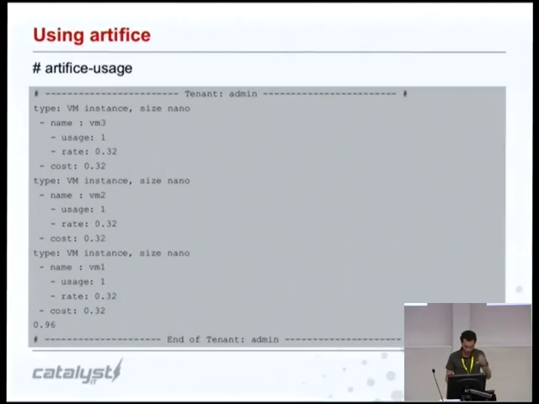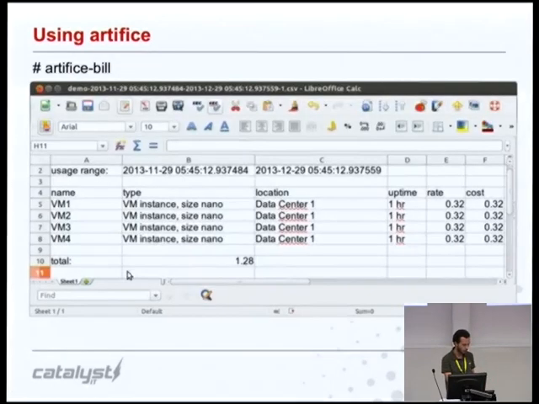So to use Artifice, besides the REST interface, Artifice provides you with two simple command line tools, Artifice Usage and Artifice Build. Artifice Usage, as the name implies, will display the usage information for a given period of time, and the output will combine the information coming from Ceilometer and the pricing information coming from your ERP system. So in this case, you can see a tenant has been running 3 VMs for 1 hour, the cost for each VM and the total cost in the end.